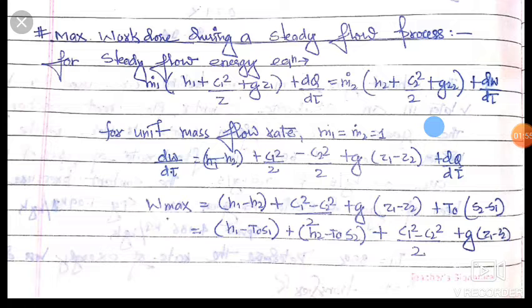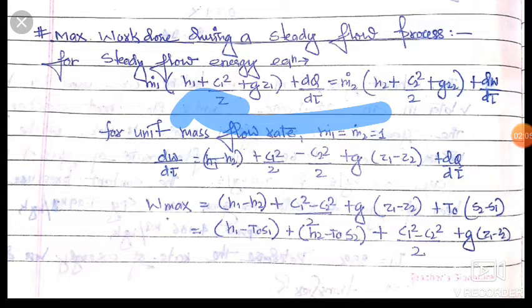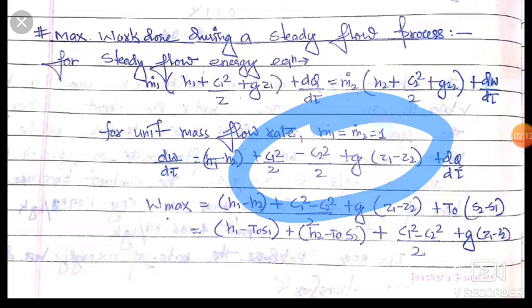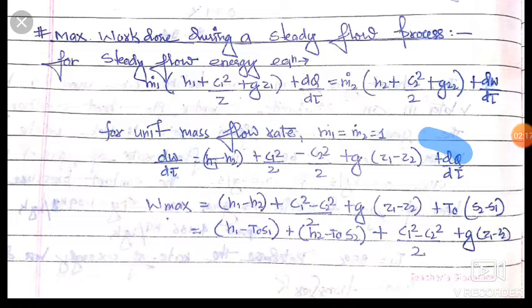So friends, this equation gets converted into dw upon d tau is equal to h1 minus h2 plus c1 square upon 2 minus c2 square upon 2 plus gz1 minus z2 plus dq upon d tau. By arranging the equation above and putting mass flow rate equal to unity, we get this equation. Again we are rearranging this equation.